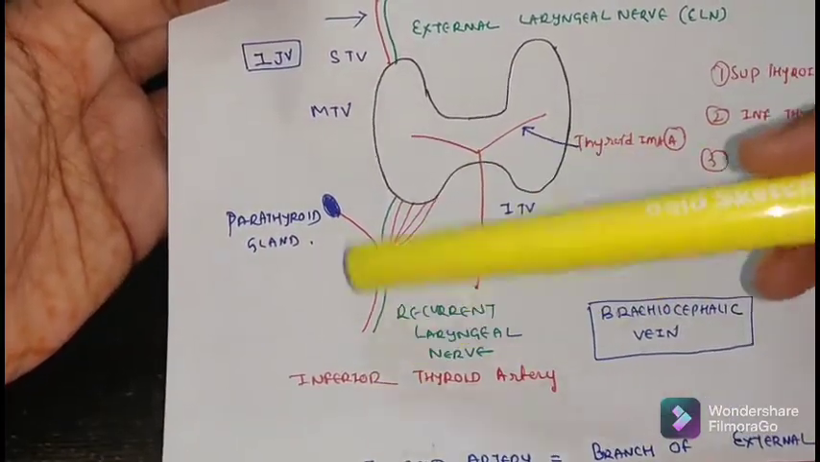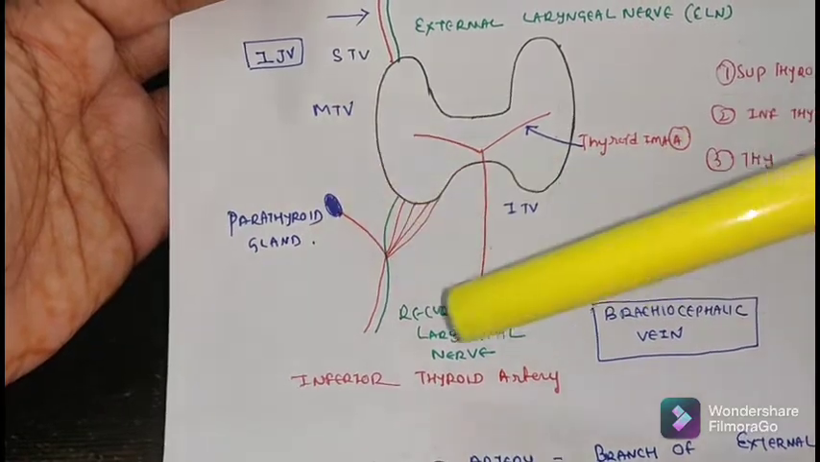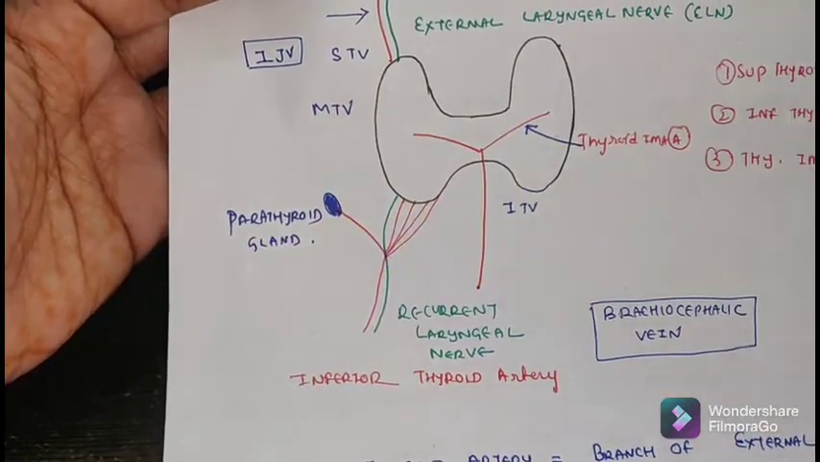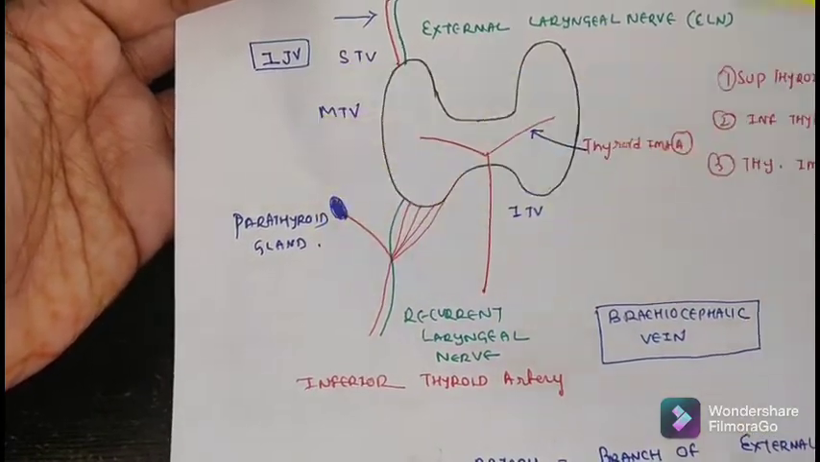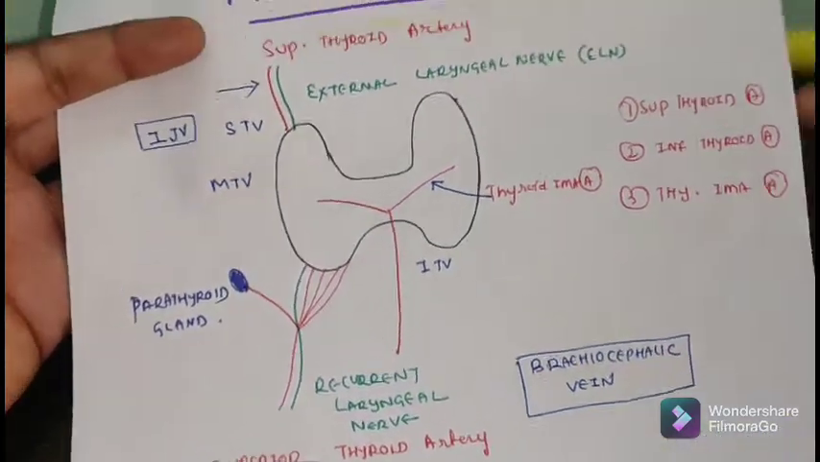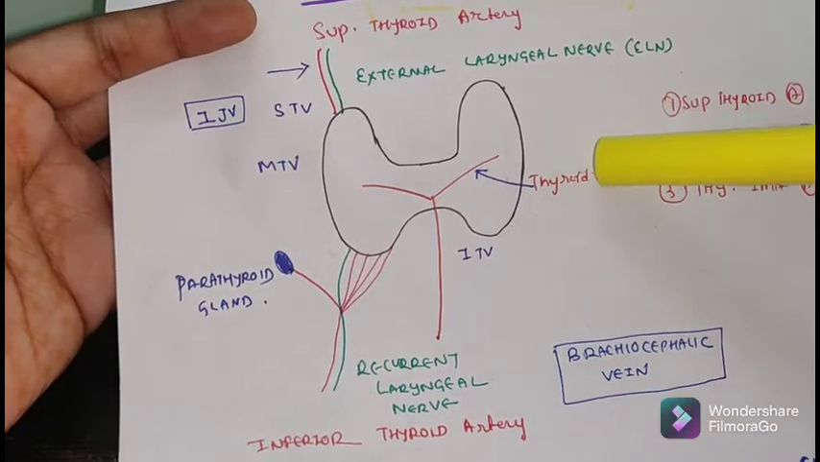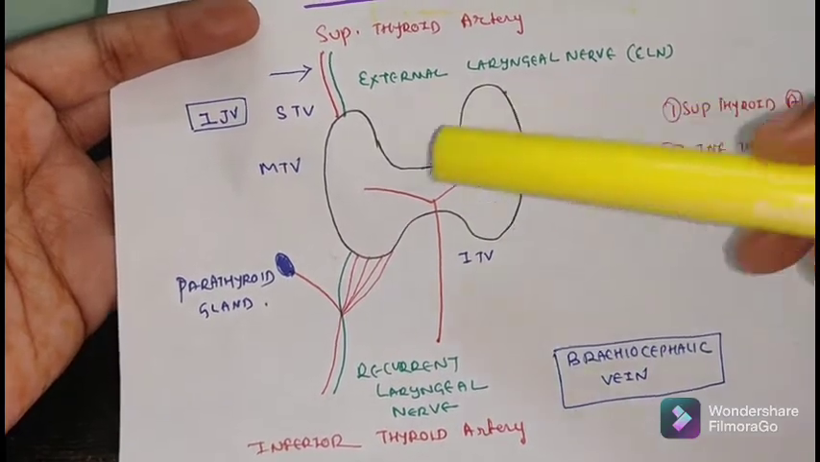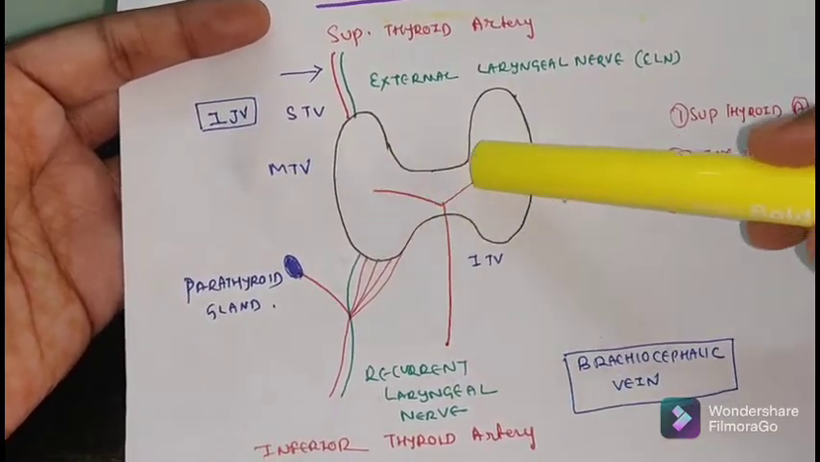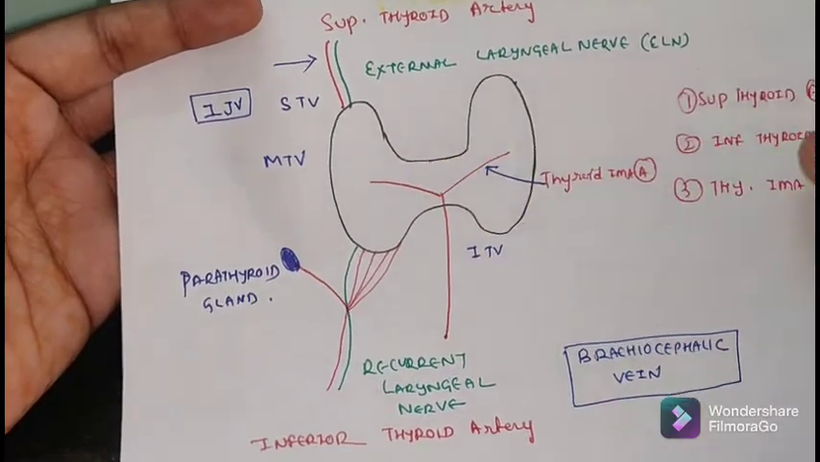Here you can see this is the parathyroid gland. A branch of the inferior thyroid artery supplies the parathyroid gland. Here I have made a diagram. Here you can see this is the thyroid ima artery. It supplies basically this area of the thyroid gland.